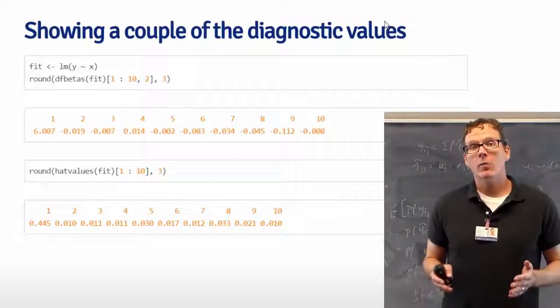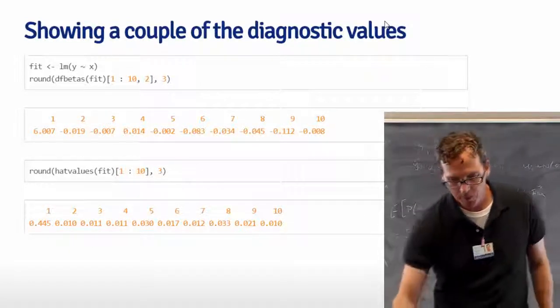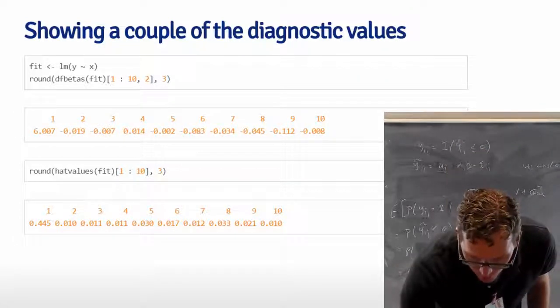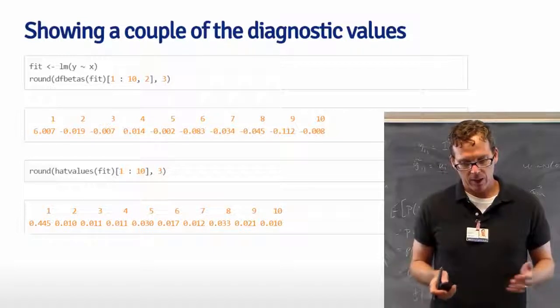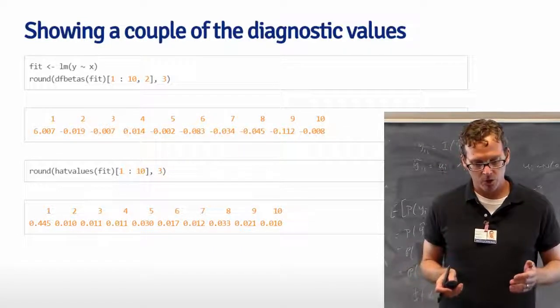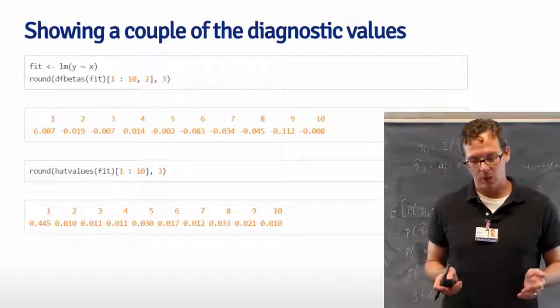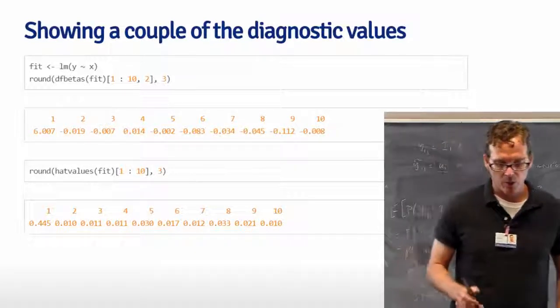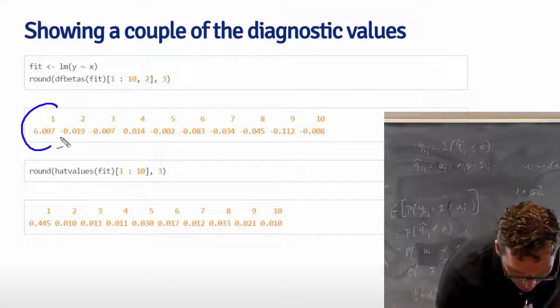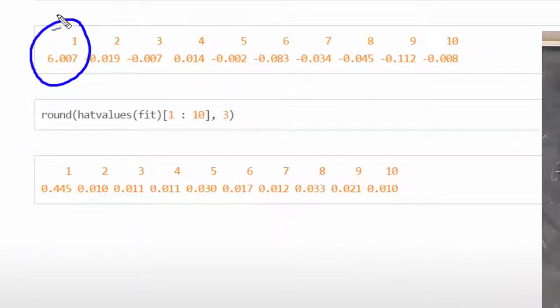So let's look at a couple of the diagnostic values. The first thing, why don't we look at the DF betas? So here's the DF betas. The round statement here just rounds it to the third decimal place when I put the 3 there. And notice this first point, which is the (10, 10) point, is orders of magnitude larger of a DF beta than the remaining points. Let's look at the hat values.